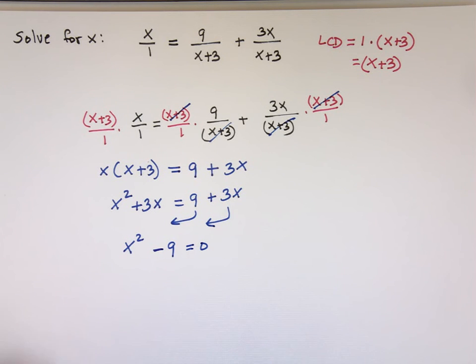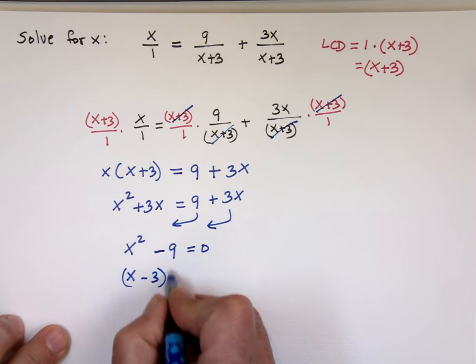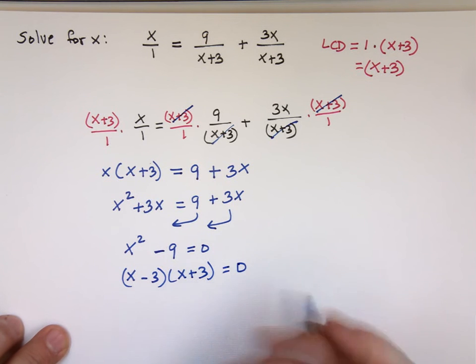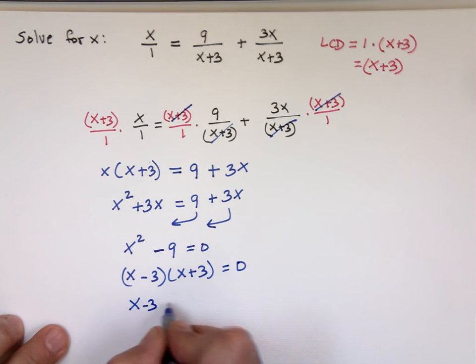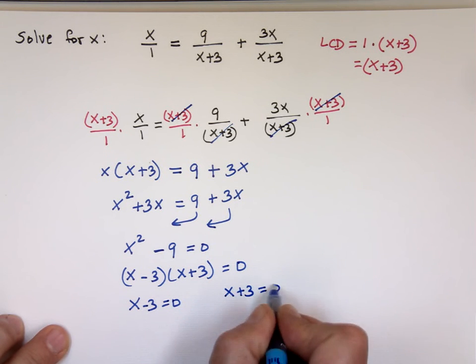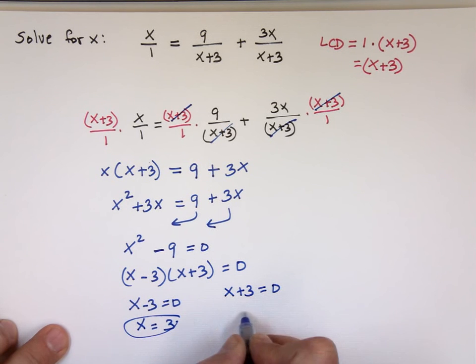Factor completely. Set each factor equal to 0 and solve it. X will have to be 3. X will have to be negative 3.